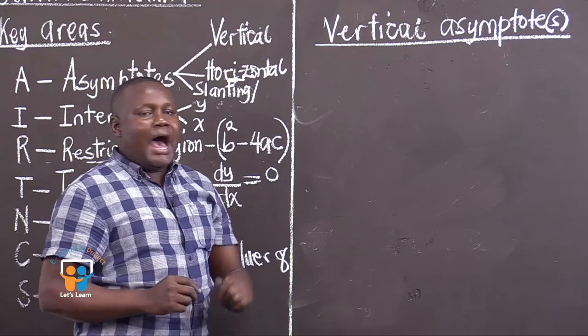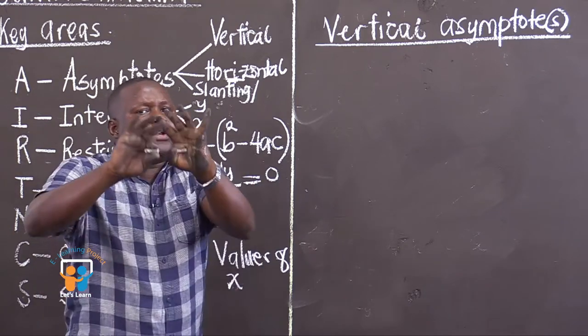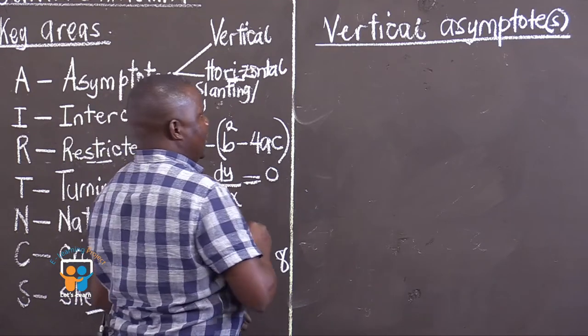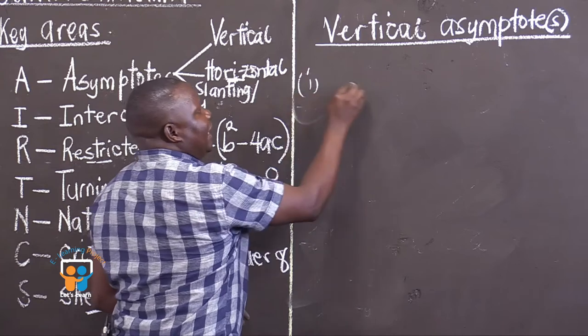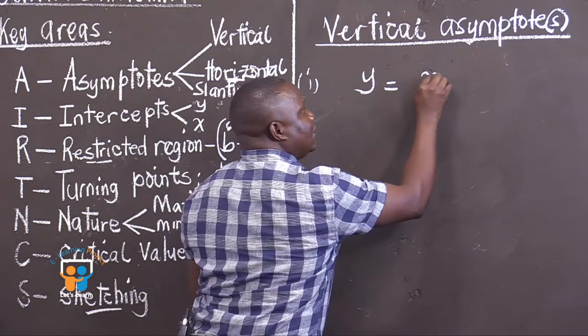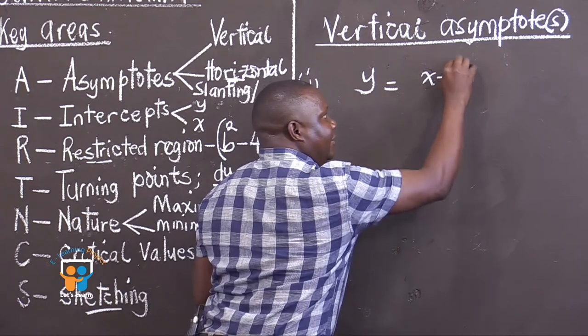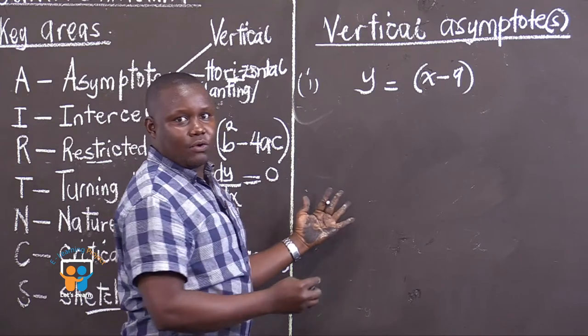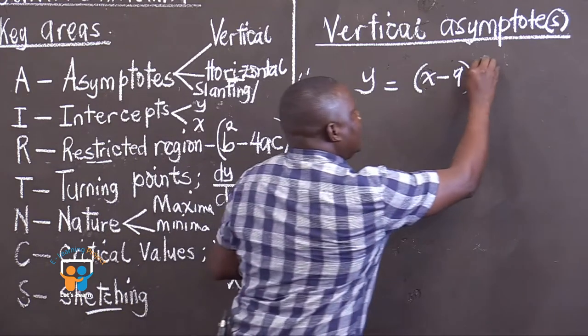All right? And if in a question you would like to find the vertical asymptote, let me put one number here. For instance, if we have a curve y equals x minus, say, 9, then you can help me. We can just make this one together. All right, let's make it together. Then give me one.